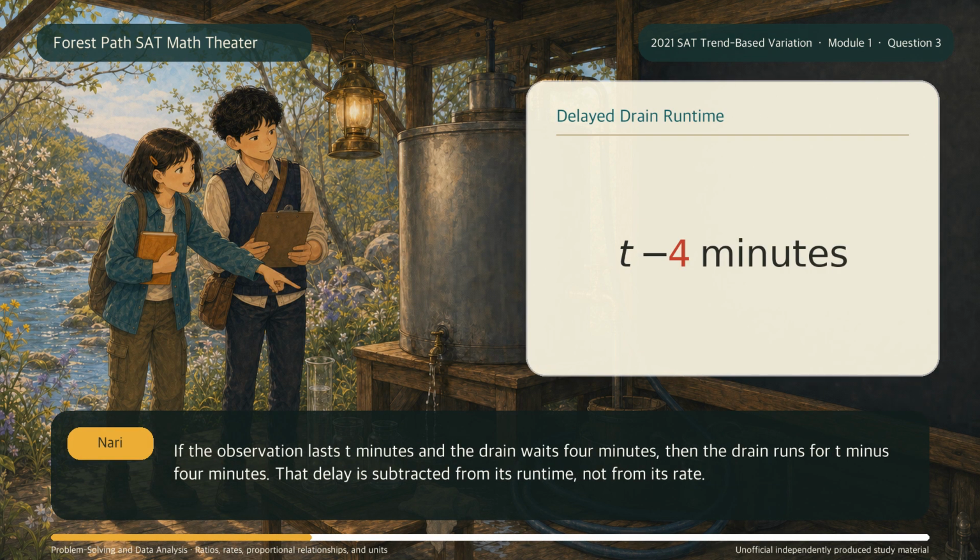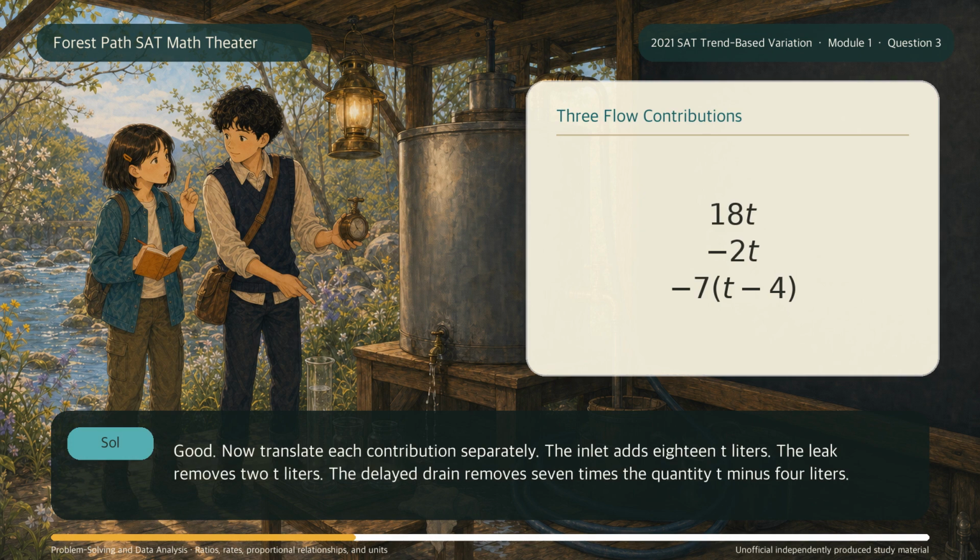If the observation lasts T minutes and the drain waits 4 minutes, then the drain runs for T minus 4 minutes. That delay is subtracted from its runtime, not from its rate. Good, now translate each contribution separately.